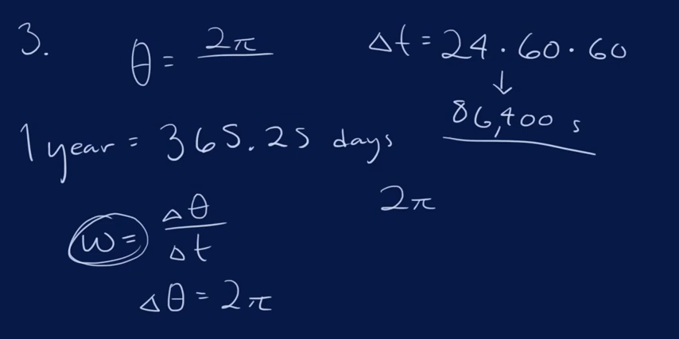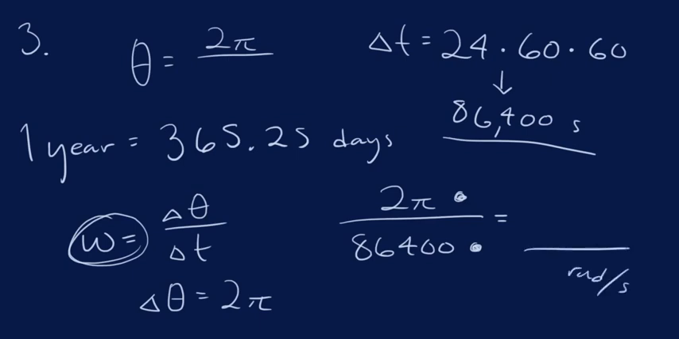So now we take this 86,400 seconds and we divide 2 pi, because we're looking at delta theta over delta time. So 2 pi over 86,400 equals, so this up here is in radians, this down here is in seconds. So our result right here is going to be in radians per second, which is what we want. So if we take that, we're going to get 7.27 times 10 to the negative fifth. Oops, that is not 10. 10 to the negative fifth.